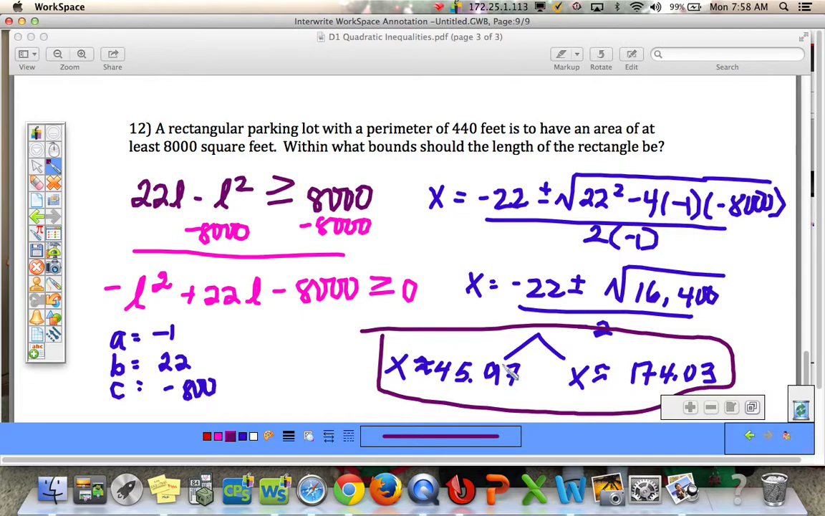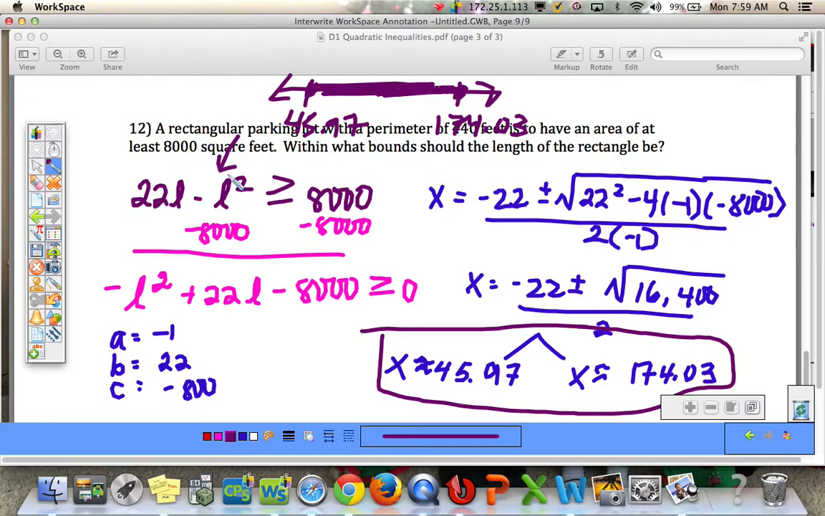And to be sure, I can pick a point and test and shade. So if this was my number line right here, this would be 45.97. This would be 174.03. It would be a solid dot. And I would pick a point like maybe 50. 50 is between those. And I would test it in this right here. And if it works, I would shade between. And 50 would work if I shaded it. So there's our number line.